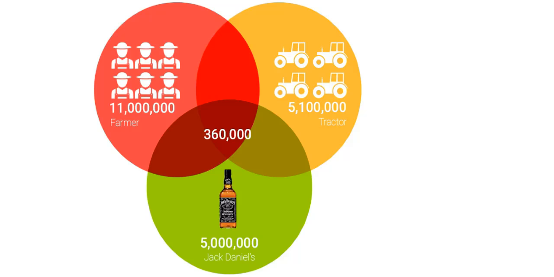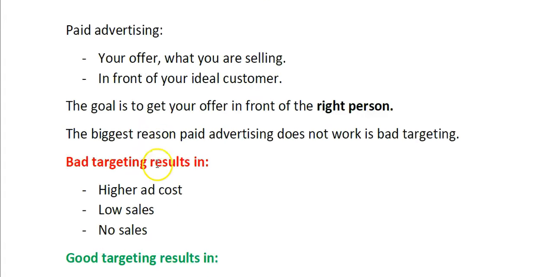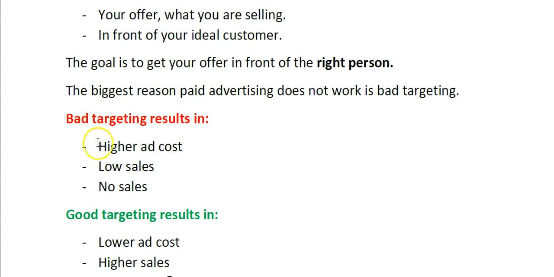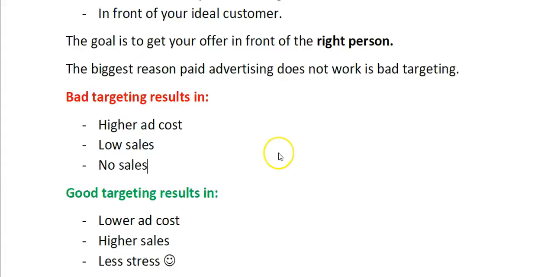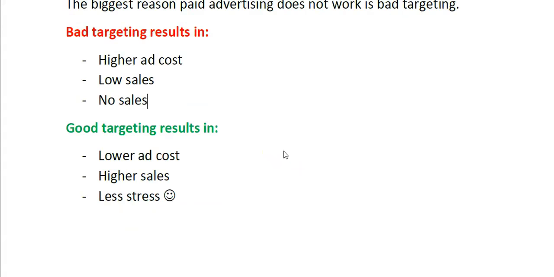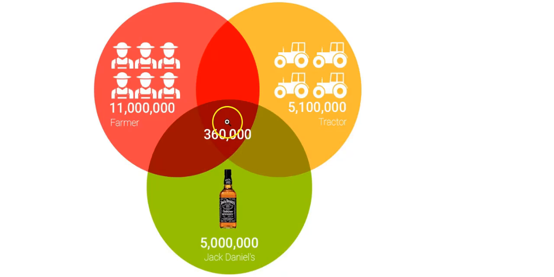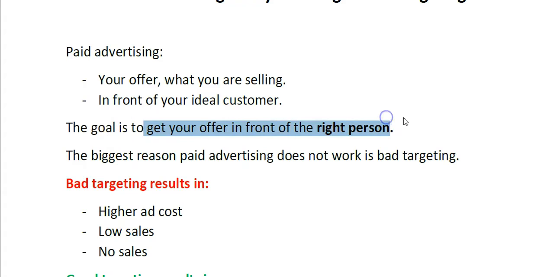Which, going back to our notes here, you can see how when we flex the three interests, it's much more targeted. However, if we were just going to go after farmer, it's much more broad. And that goes back to our notes here where bad targeting, if you're going too broad, results in higher ad cost and either low sales or no sales at all. However, when you use the flex targeting, you can get a lower ad cost, higher sales because you're much more targeted here to the right person. You're getting your offer in front of the right person.